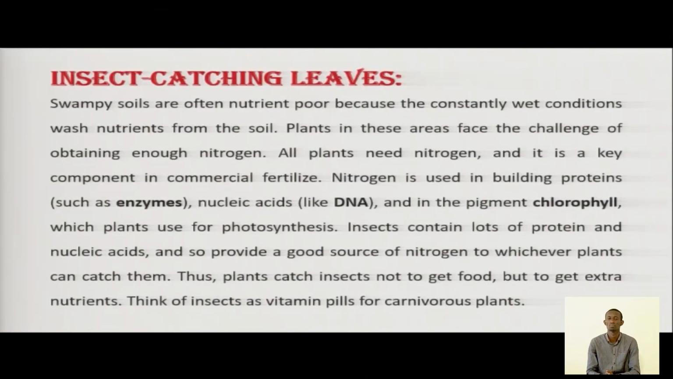Then we also have what we call insect-catching leaves. Some of the plants live in swampy soils, and remember, in swampy soils, because of continuous flowing of water, there might be a problem of food nutrients, and what plants do which live there, that means they are able to catch insects and use them as the source of food nutrients.